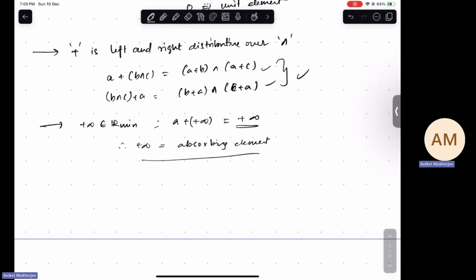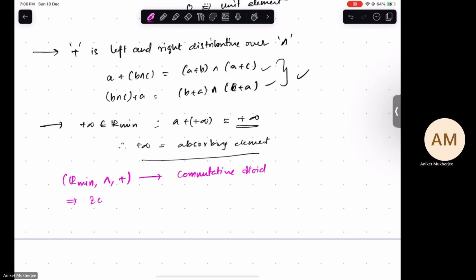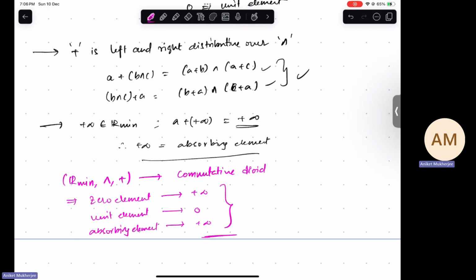So what have we shown? We have shown that R min plus is a commutative dioid, right? With zero element as plus infinity, unit element as zero, absorbing element as plus infinity. Okay.